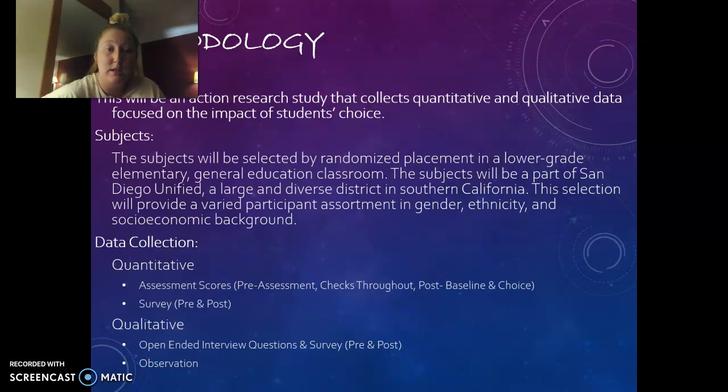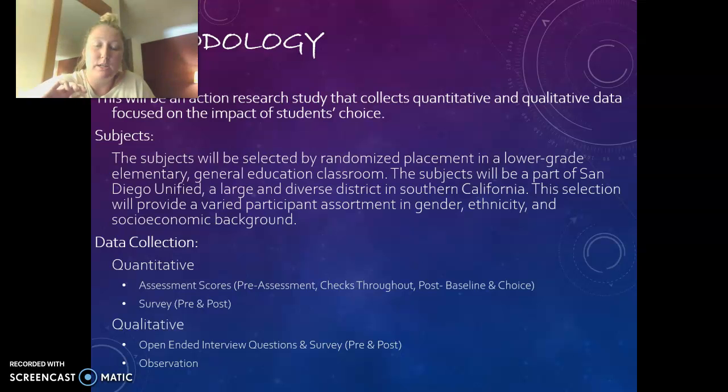So as you can see below, the data collection is going to be quantitative, which will be my assessment scores, such as the pre-assessment, which is the baseline, the checks throughout, which will be featured a lot in exit tickets, the post, which will be the baseline universal assessment, and then the choice assessment that students will take part in. They will also take part in a survey, which will also be a rating system, which they will complete at the beginning and at the end of the unit. The qualitative will be open-ended interview questions and also a survey, which will again be pre and post. And in addition, there will be observation throughout the entire study.